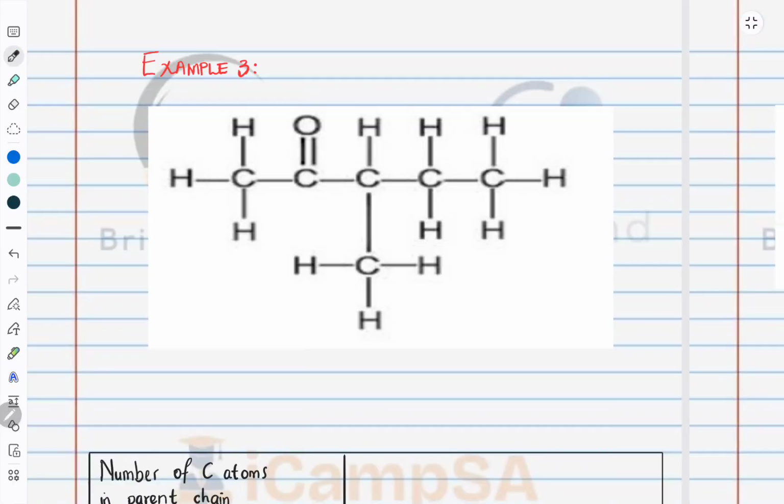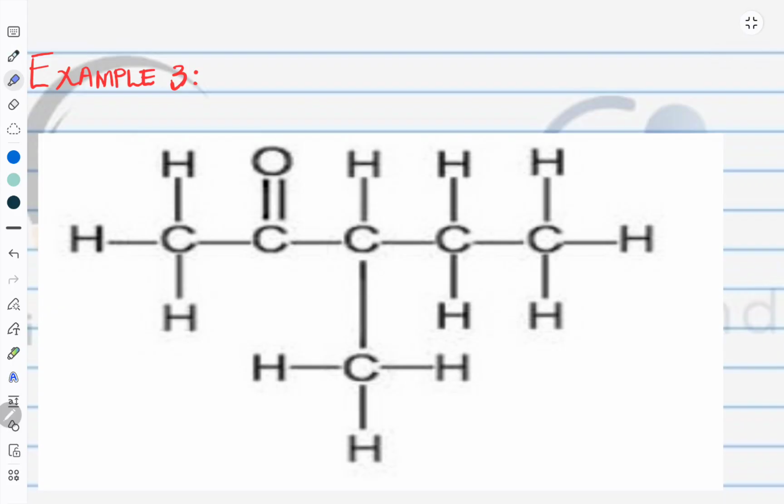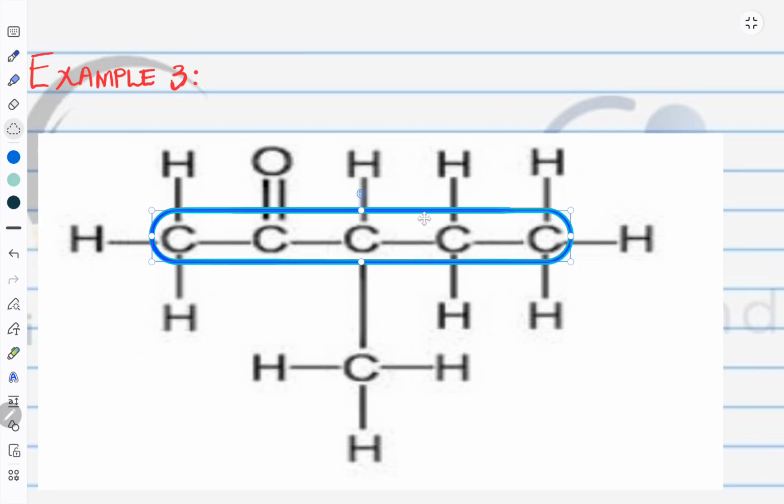Okay, so here we have this example. Let's first start by finding our longest and continuous carbon chain. We have 1, 2, 3, 4. This carbon chain will give me 4 carbon atoms. Let's check the straight one. 1, 2, 3, 4, 5. So the straight one is the longest one. For that reason, that will become our parent, or also known as our main chain. Then we can just mark it. All right, so we have our main chain now.